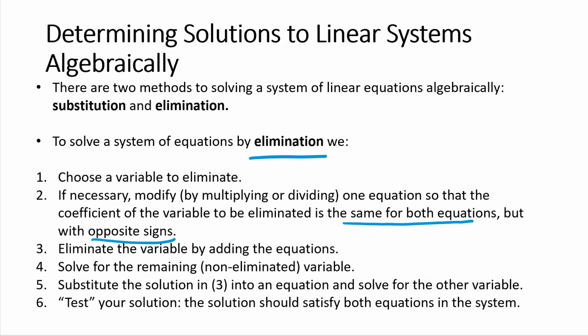So say you want to eliminate x. If one of the x's is positive, the x in the other equation should be negative. That way we can eliminate the variable by adding equations. Then we can solve for the remaining variable, substitute our solution to solve for the other variable, and then as always, we test. Okay, let's go through these steps with examples.